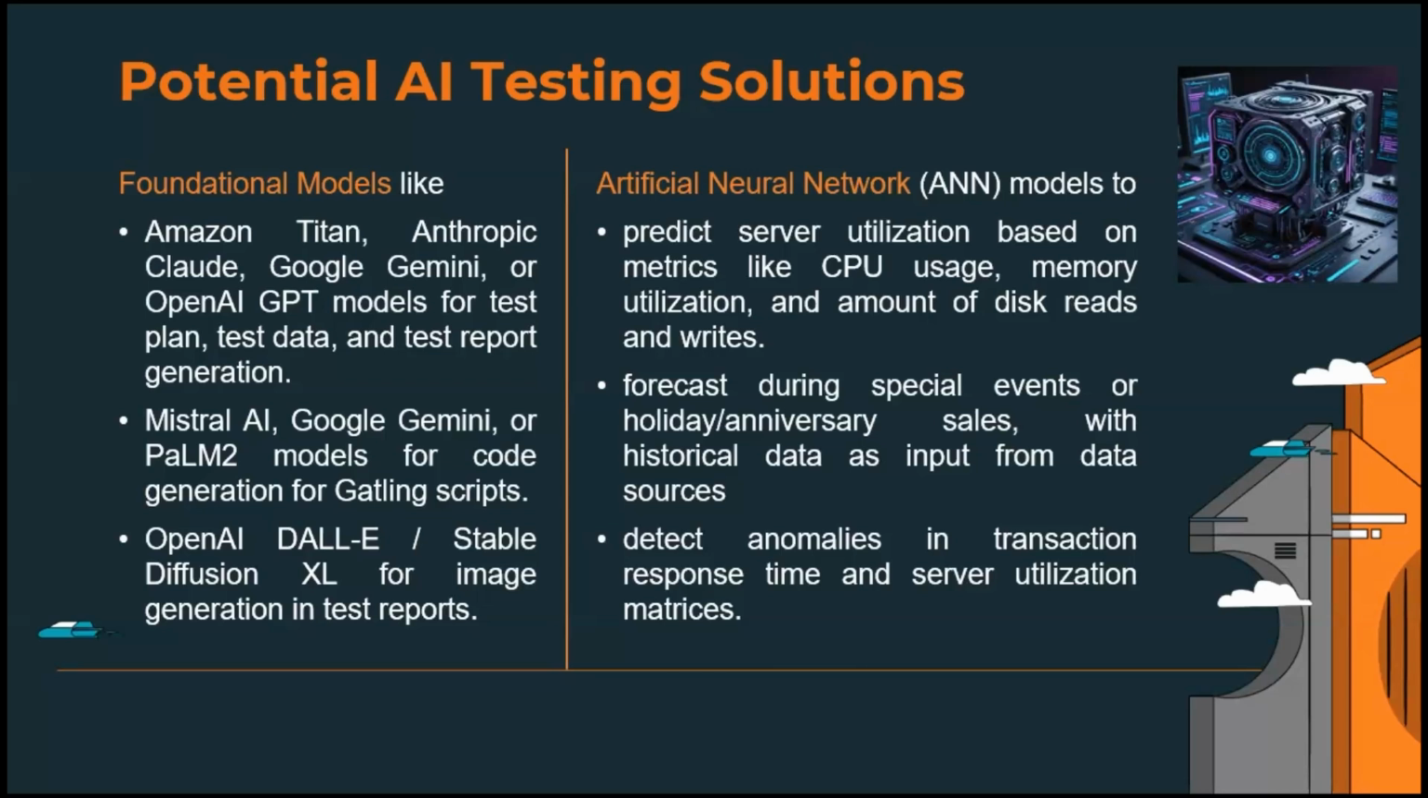And again, the artificial neural network or deep learning techniques, I feel we can use for performance engineering aspects like predicting server utilization, forecasting, and detecting anomalies.